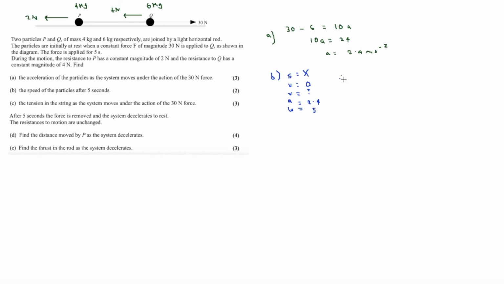So therefore that's just going to be the simplest Suvat equation of V equals U plus AT. So V is equal to 0 plus 2.4 times by 5. Therefore V is equal to 12 meters per second.